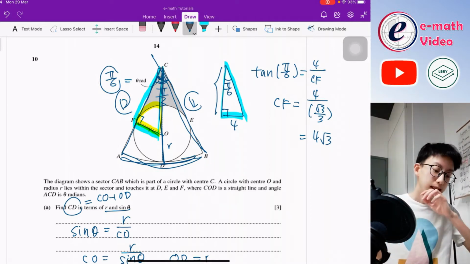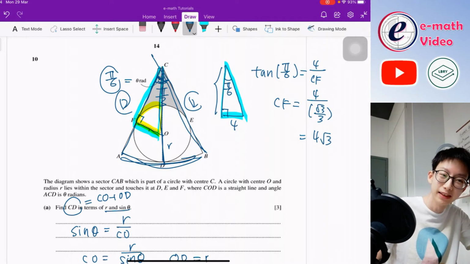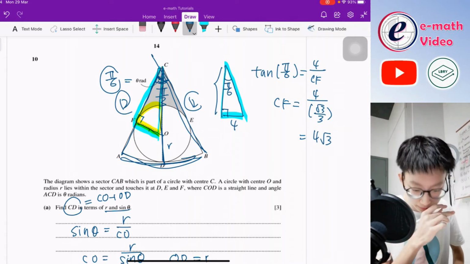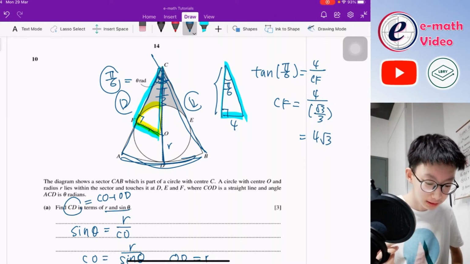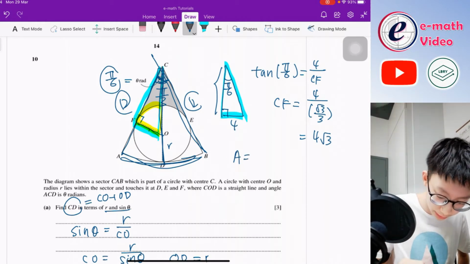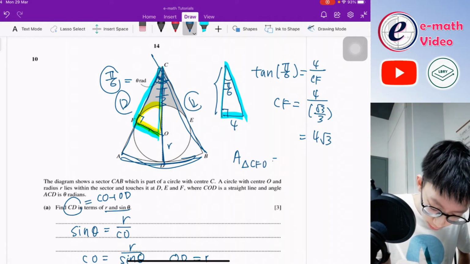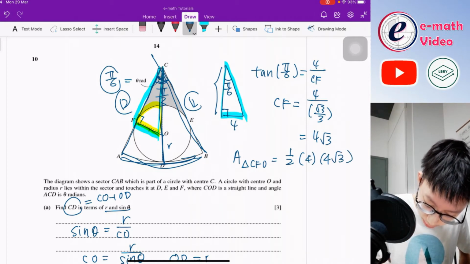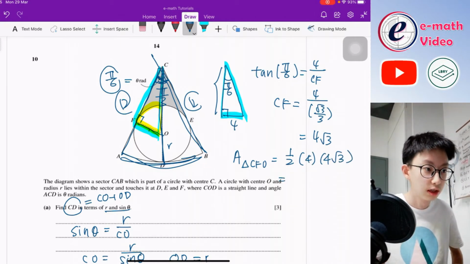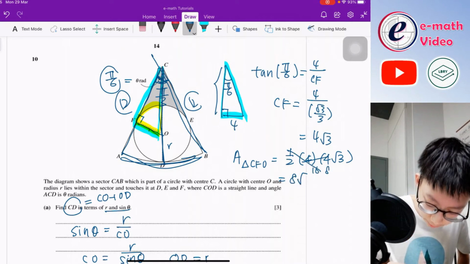And now we are doing for one side, and later we need to double, just make sure I remember that I need to multiply by 2. Okay, and now I want to find the area of the triangle CFO, which is equal to half times base times height. Am I right? Which is this 16 root 3.